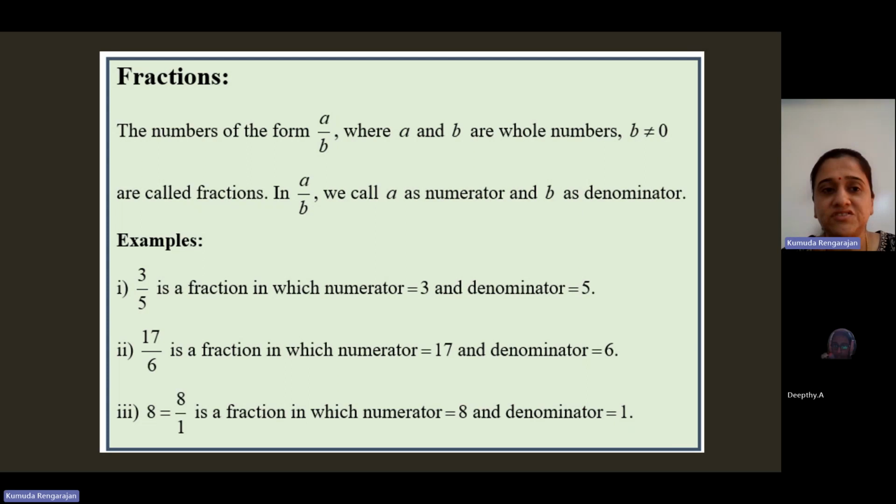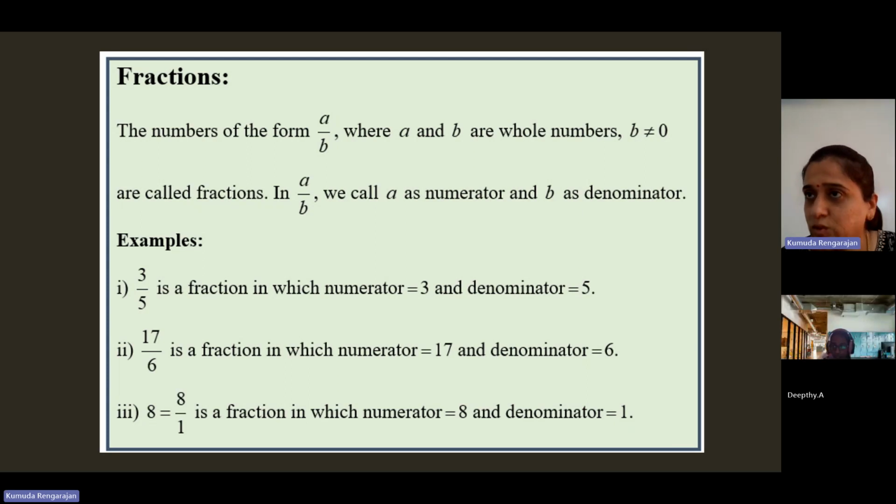Okay, so the first chapter in your math textbook is rational numbers, or I think integers. Integers, right? But we'll be doing fractions and decimals, and then we'll do integers. So let's take up the definition, or let's understand what is meant by fractions.